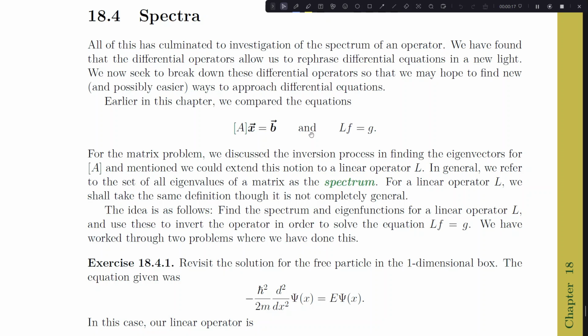Okay, welcome back. We're moving on to section 18.4. This is the last section in chapter 18. This deals with spectra. So spectra is a fancy name. I think you probably covered it last semester, but if you haven't, I'm just going to talk about it again.